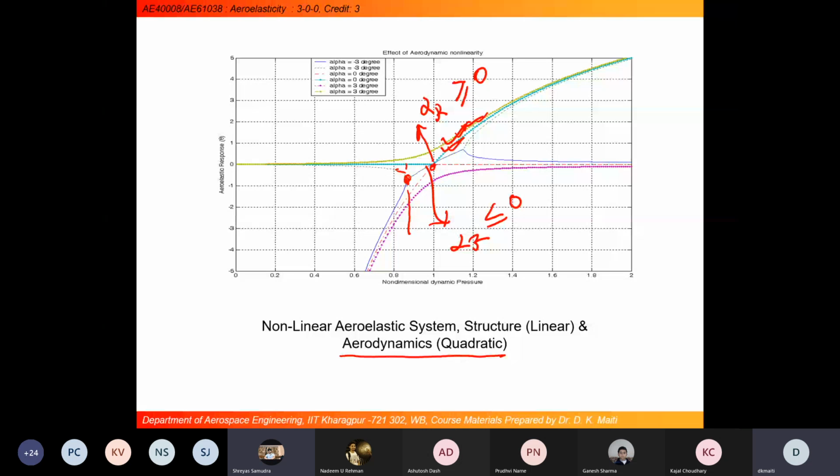Sir, here in this graph, which graph is for the aerodynamic moment and which graph is for the spring force? No, no, here it is actually combined. It is the aeroelastic response.